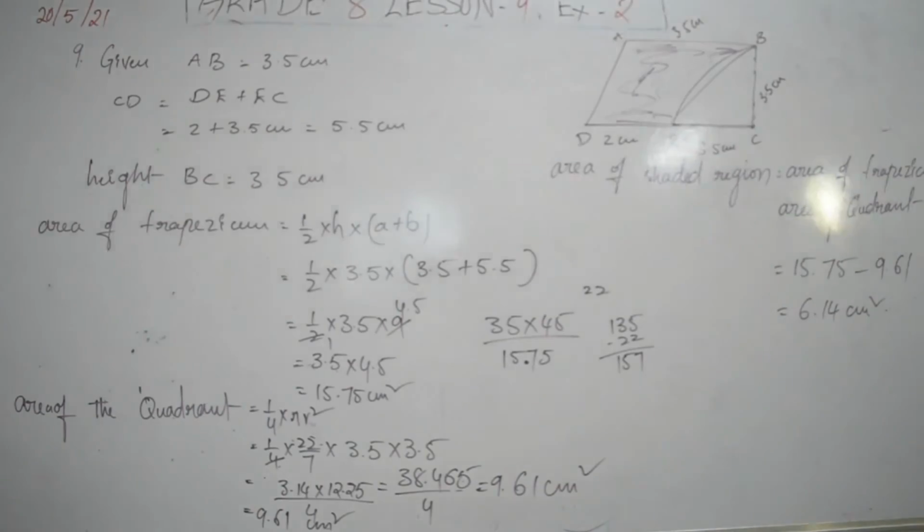Last one. A horse is placed for grazing inside a rectangular field 70 meters by 52 meters and it is tethered at one corner by a rope 21 meters long. How much area can it graze?